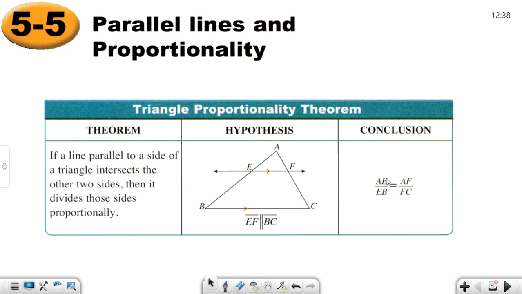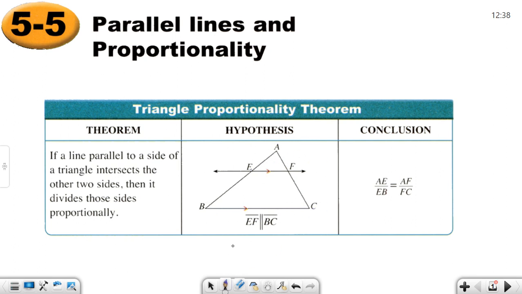Okay, welcome everyone. Parallel lines and proportionality. On that one, we are not going to talk about similar triangles, such as these two triangles are similar and that side is similar to that one. No, we are not going to talk about that one.